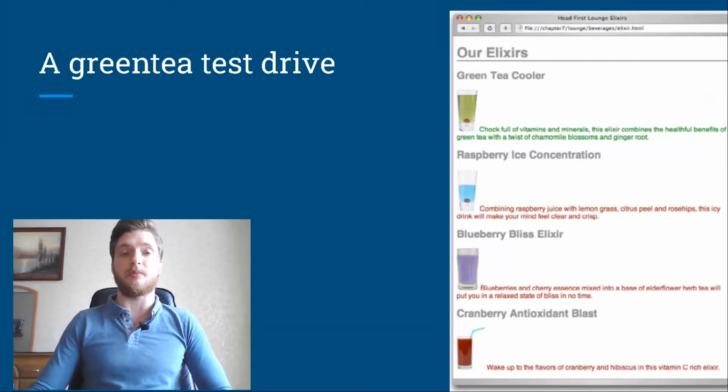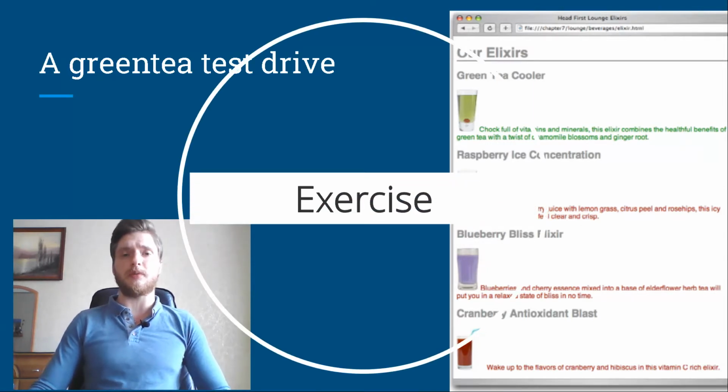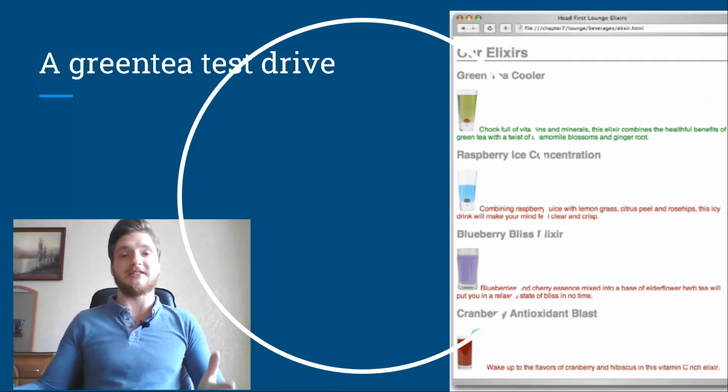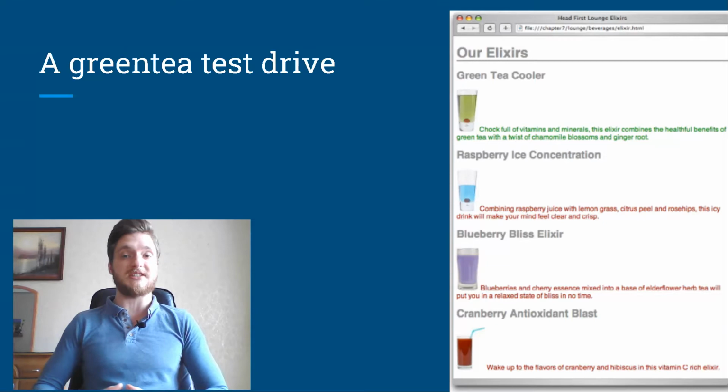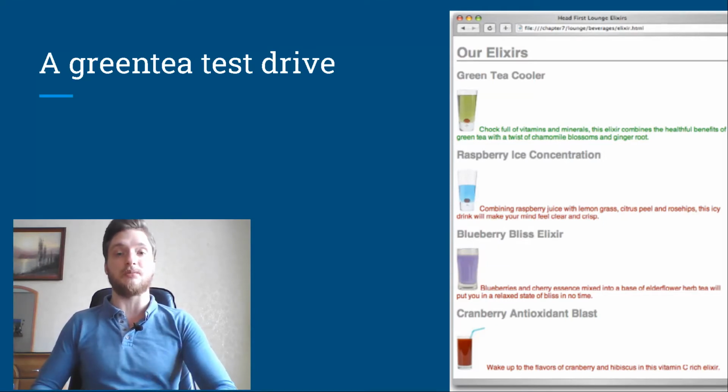Exercise: sharpen your pencil and get a sheet of paper. Add two classes, raspberry and blueberry, to the correct paragraphs in elixir.html, and then write the styles to color the text blue and purple respectively. The property value for raspberry is blue and blueberry is purple. Put this at the bottom of your CSS file under the greentea rule: raspberry first and then blueberry.